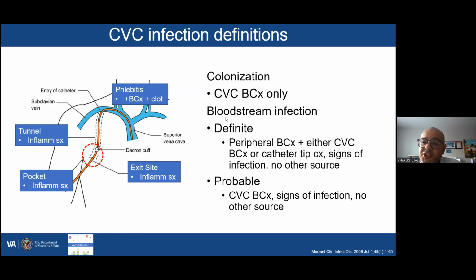Then you have colonization, which is when you have just a positive culture from the catheter, nothing else, no clinical symptoms, no positive peripheral cultures. That's it. And then you have bloodstream infections. Ideally, we want to see a peripheral blood culture or a catheter tip culture to make the diagnosis. But you can make a presumptive diagnosis with less data than that. And that's usually where we find ourselves when we're consulted.